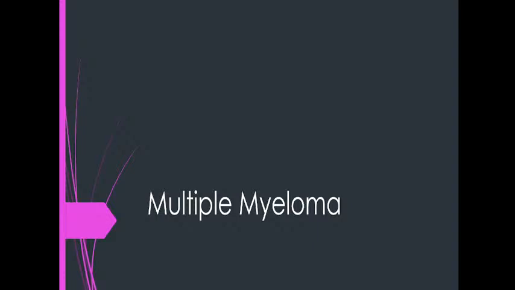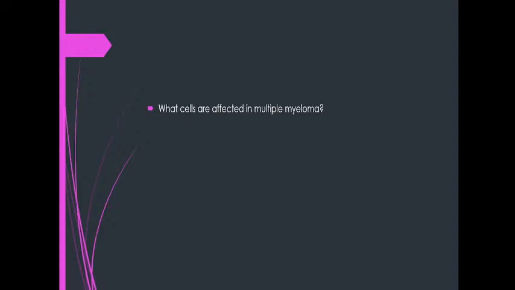Alright, so next. The answer is smudge cells. Now let's move on to multiple myeloma. If you listened to me earlier, you're going to have an answer to this question. What cells are affected in multiple myeloma? If you listened to me earlier, you'll be able to answer this question.